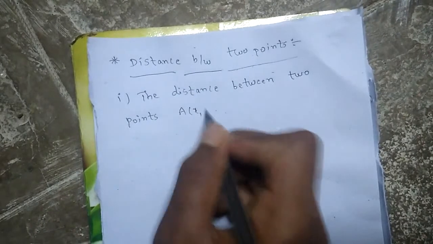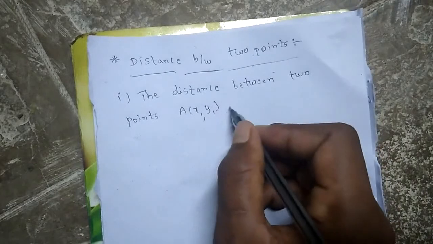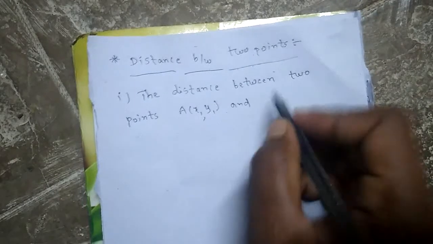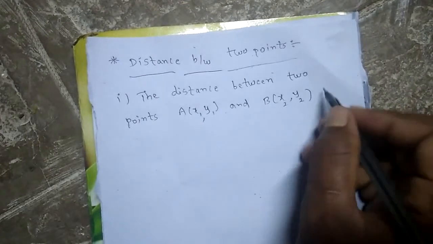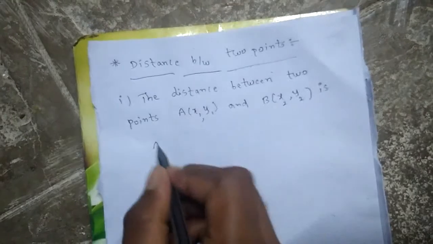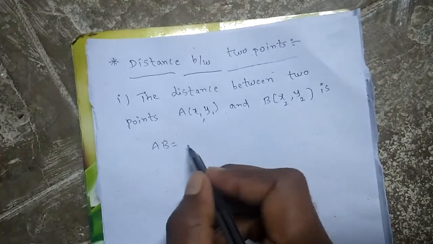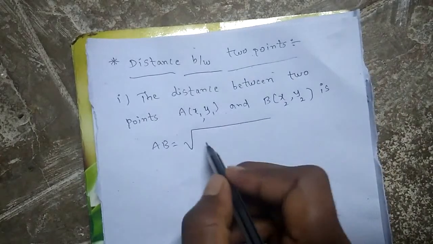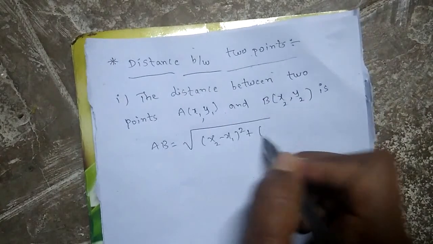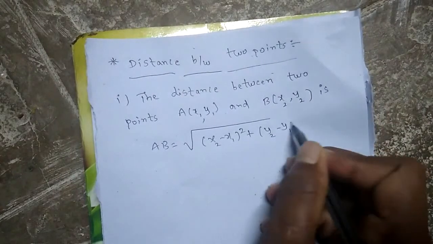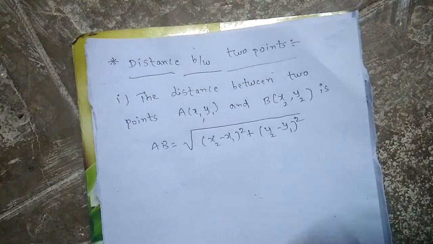A (x1, y1) and B (x2, y2) is AB is equal to root of (x2 minus x1) whole square plus (y2 minus y1) whole square, under root.